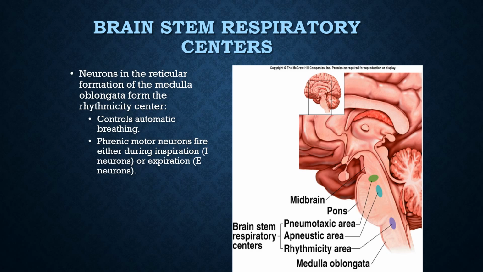Now, the pons also affects the medulla. And so what we have are two different areas: the apneustic area, and the pneumotaxic area. This first one, the apneustic area, is going to promote inspiration. I'll put a little I right here. Whereas the pneumotaxic center is going to inhibit inspiration, so this is going to promote expiration.